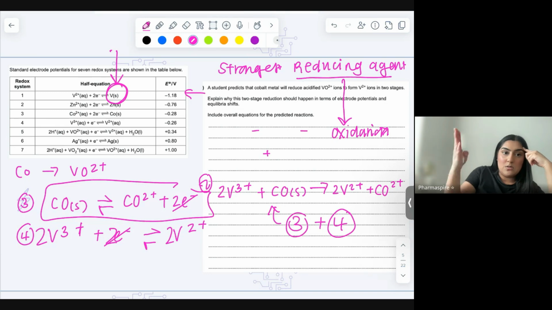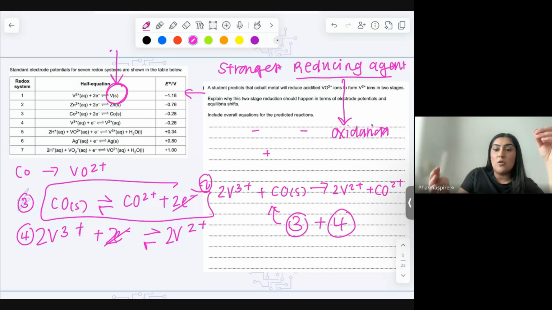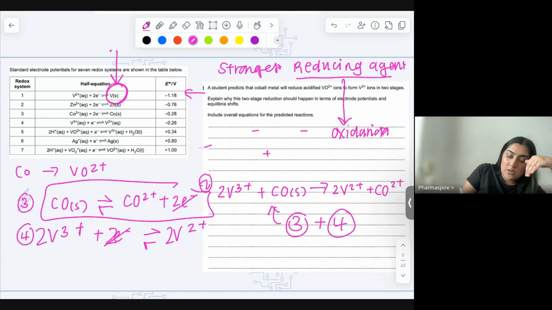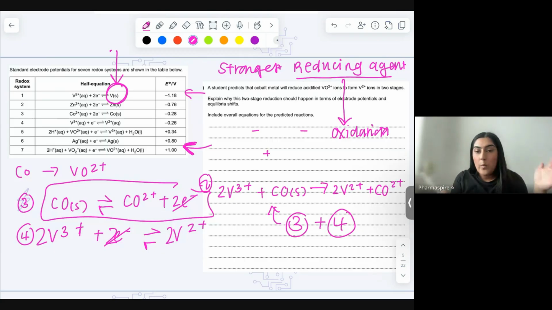That's how you deal with it. So you look for the most oxidizing, you look at the left-hand side. If they said strongest oxidizing agent, it's basically the one most reduced. So we look at the most reduced side, but then because they're asking about oxidation, always left-hand side. So the strongest oxidizing agent would be VO2 plus.